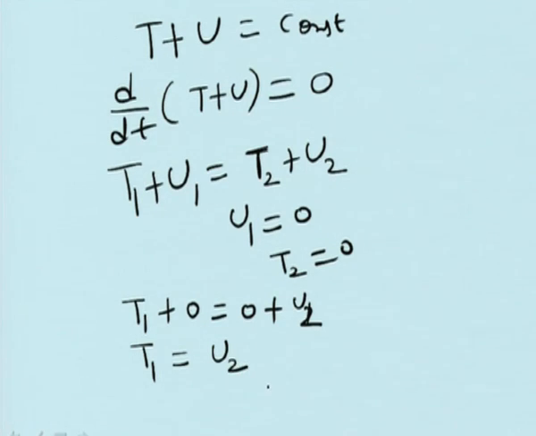If this system is undergoing harmonic motion, then T1 and U2 are of maximum value. That means at the center T1 will be maximum when the potential energy is 0. So obviously T1 is maximum, and here U2 is maximum, therefore T max is equal to U max.